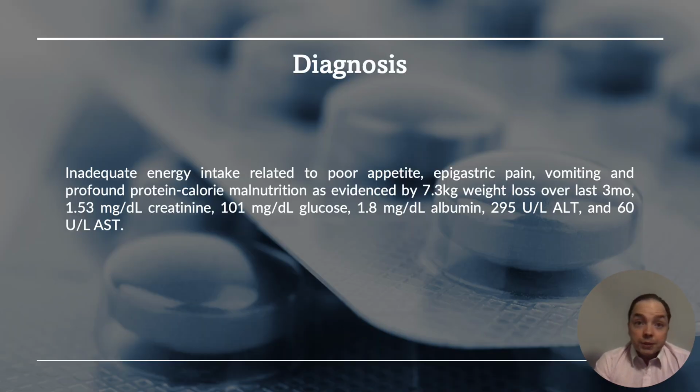For the dietitian's purposes, the patient's diagnosis in the form of a PES statement is inadequate energy intake related to poor appetite, epigastric pain, vomiting, and profound protein calorie malnutrition, as evidenced by a 7.3 kilo weight loss over the last 3 months, as well as abnormal lab values for creatinine, glucose, albumin, ALT, and AST.